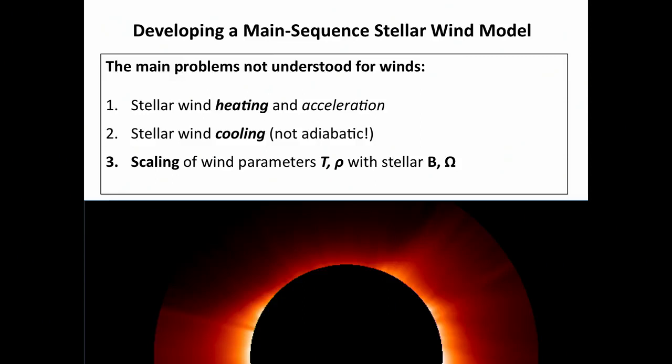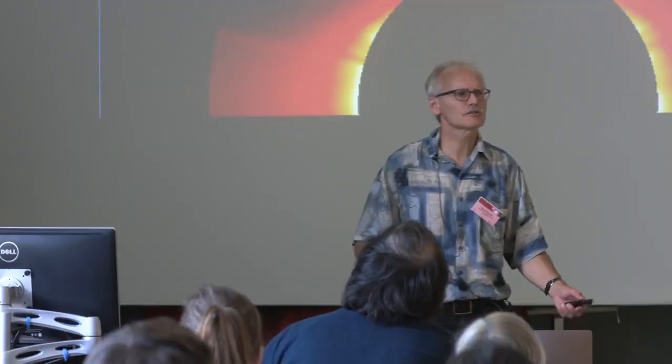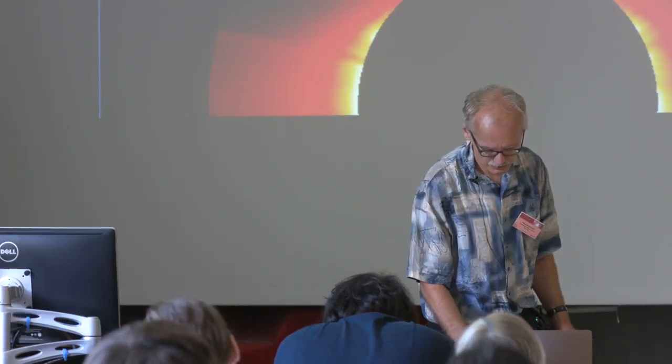There are many problems in solar wind and coronal physics that we don't really understand in full, but we'll develop a more phenomenological model. For example, we don't really understand how a wind is heated and accelerated. We don't know how it cools, and I'll show you why we don't know. There's also scaling between the wind parameters, temperature and density, maybe with magnetic field and the rate of rotation. And we don't know these connections. We can just observe and do phenomenology.